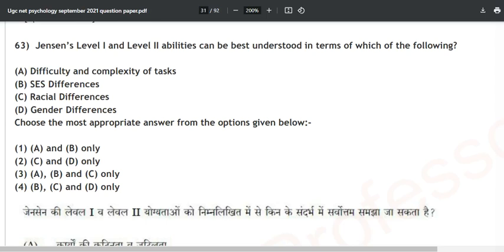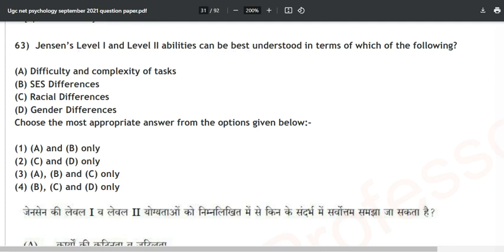Out of a number of theories of intelligence, there is one more person you need to learn about: Arthur Jensen. He talked about level 1 and level 2. The first one is associative, and the second one is cognitive abilities, and that can be understood in terms of which of the following.